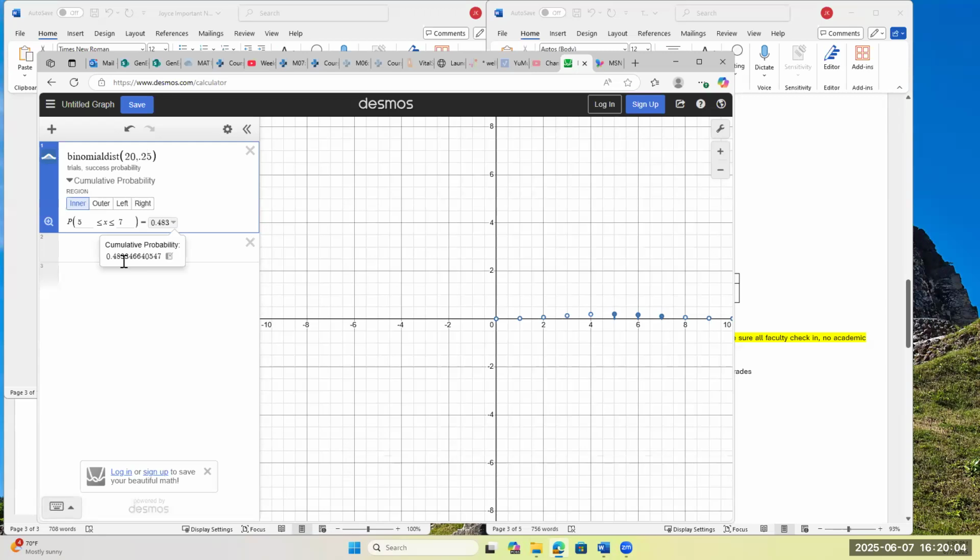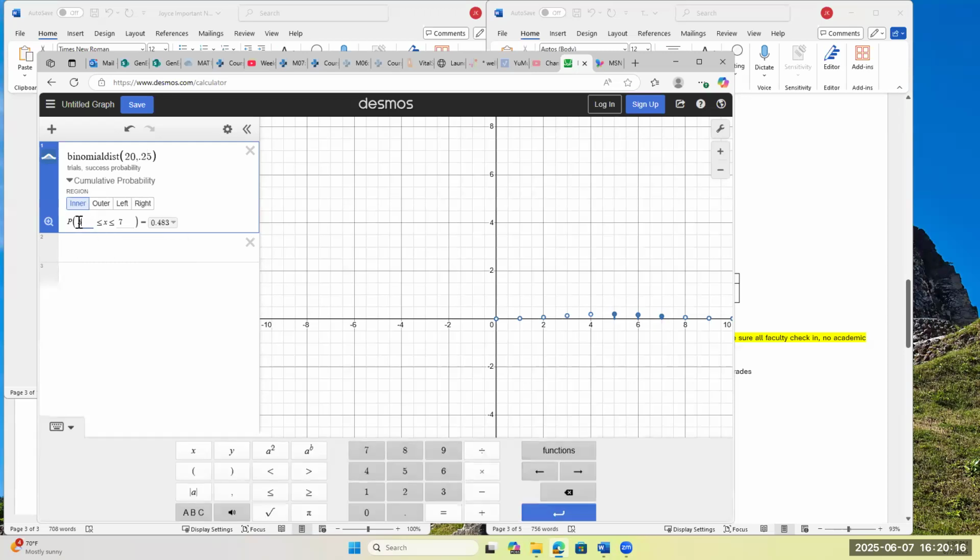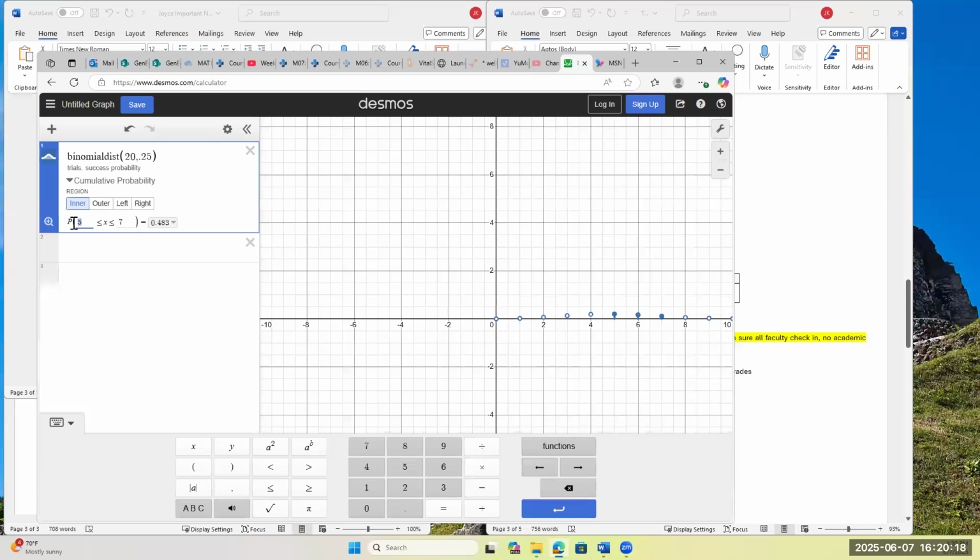Now, what if I didn't want to include those endpoints 5 and 7? What if I wanted the probability that it was, say, between 3 and 9, not including 3 and 9? Well, I wouldn't include 3, I would start at 4. And I wouldn't include 9, I would stop at 8. So you can see this gives me values that are greater than 3 and less than 9. So that's all the values from 4 to 8.